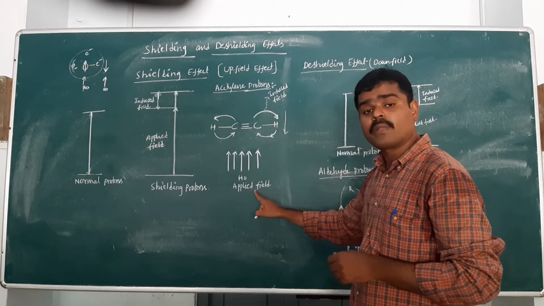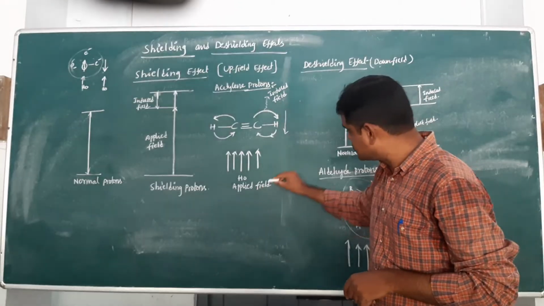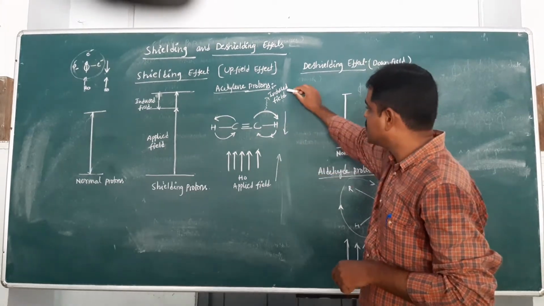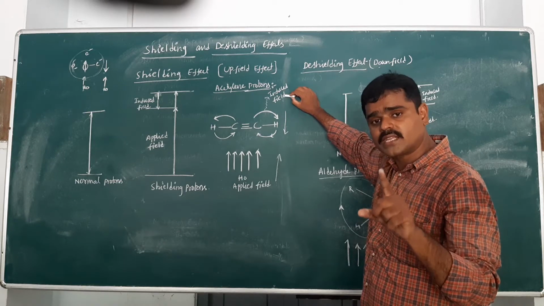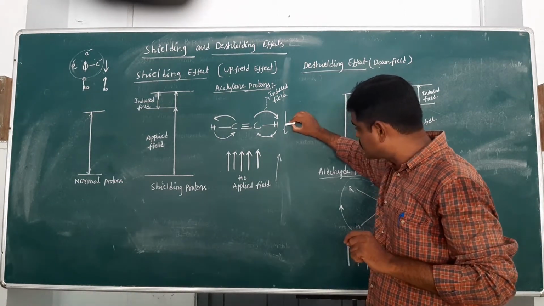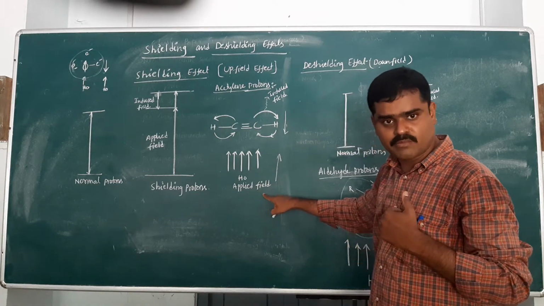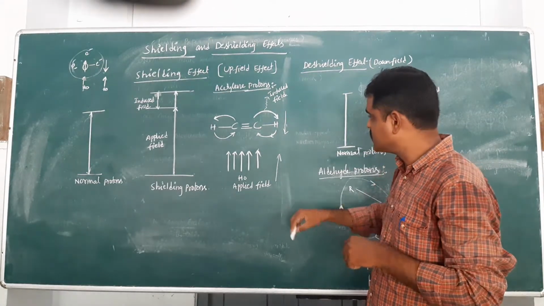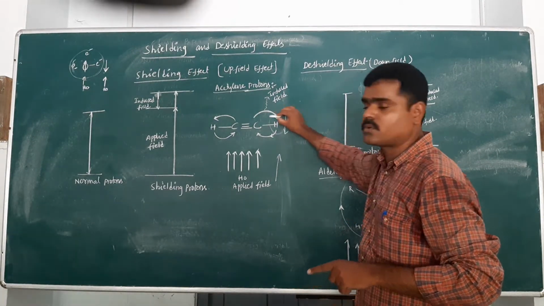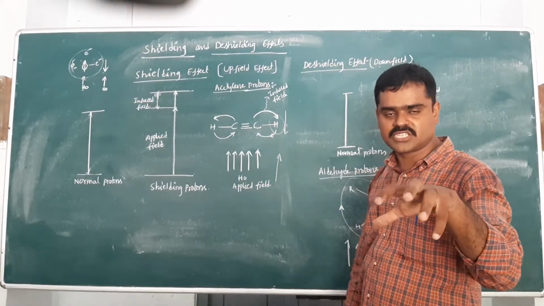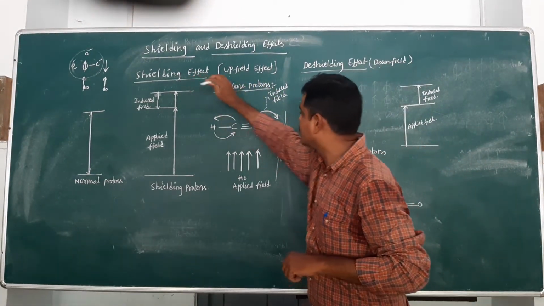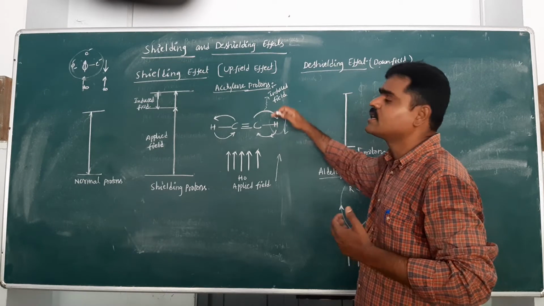Here you can apply the external magnetic field in this direction. So the induced field, the secondary magnetic field due to electrons, opposes our external magnetic field. This induced magnetic field shields the proton. So this proton is called the shielded proton, and this effect is called the shielding effect.